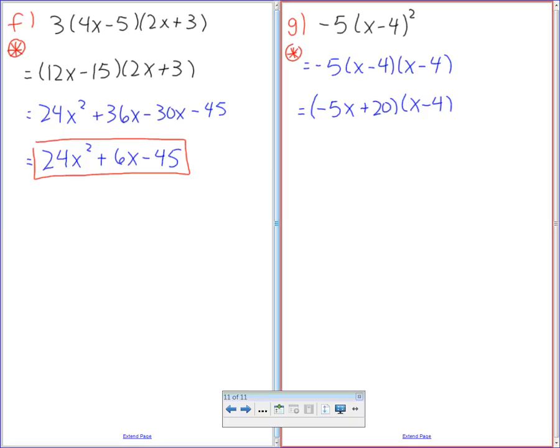All right, Maya, FOIL time. Okay, please. Good. -5x times -4. Good. -20x. Good.